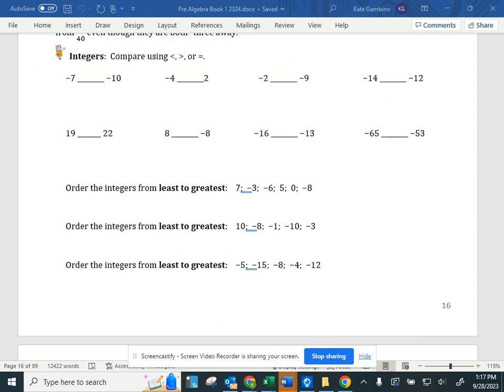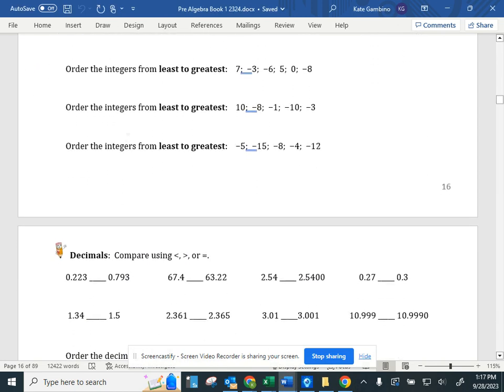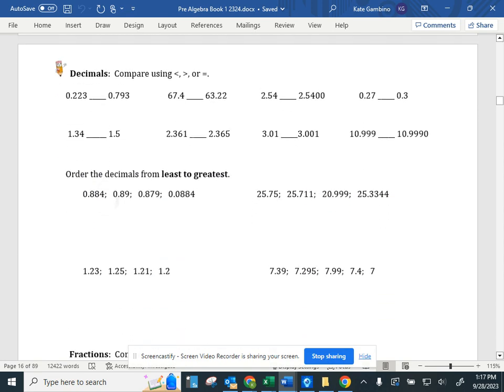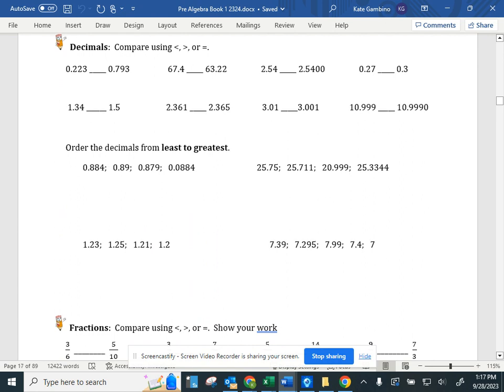Let's look at our next section. Order the integers. You're going to put them in order from least to greatest, so the smaller number goes first, the biggest number goes last. Put them in order. On our next page, now we're comparing decimals.